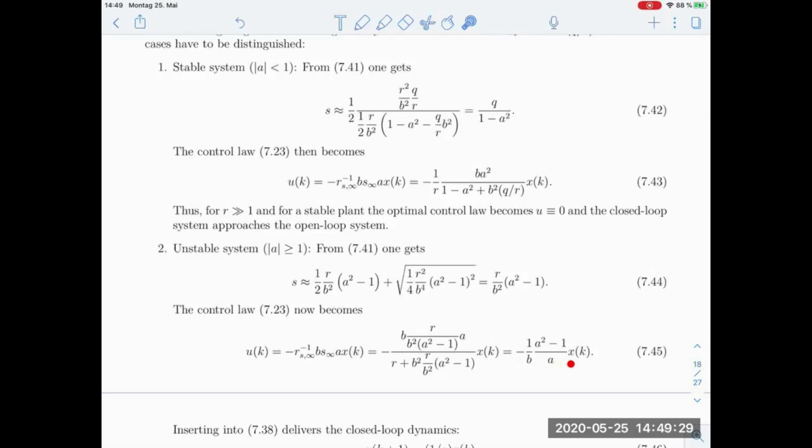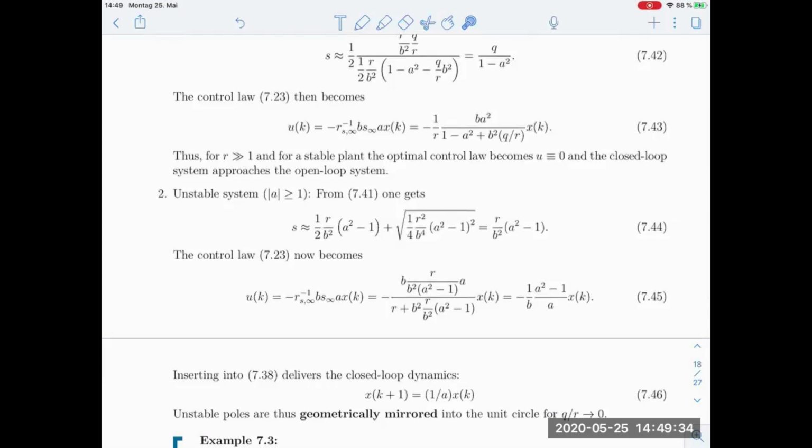And when we insert that into the closed loop dynamics, let's see what happens. After some steps, we get, this is U. So let's just write this out. X of k plus 1 equals A times X of k plus B times U of k. And that's minus 1 over B times A squared minus 1 divided by A times X of k. Now, this one cancels. We get a minus here.